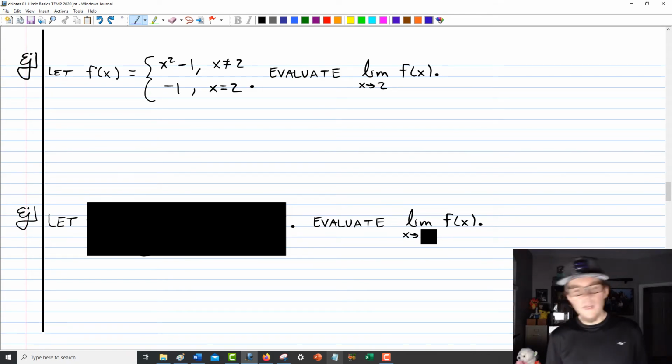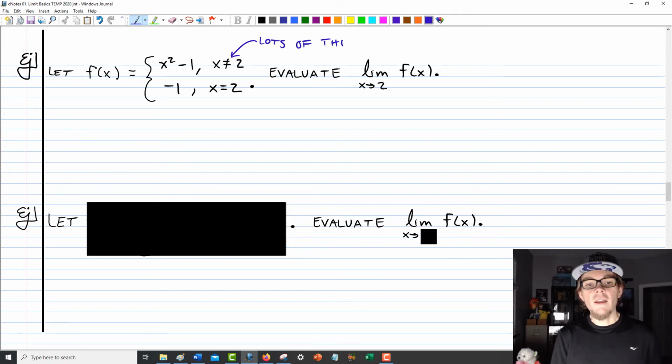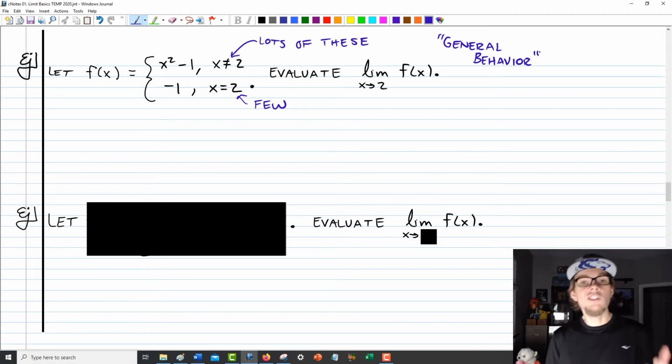And a good way to think about the reason for that is to point out that there are lots of x values that are not equal to 2. Here are 3 of them: 4, 3, 2.11111. All those are values that don't equal 2. Whereas on the flip side, at x equals 2, there are very few. So what that means is if we're trying to describe the general behavior, and remember that's like saying what's happening broadly speaking, that's asking us what's happening with most of the x values. What's happening in general here?